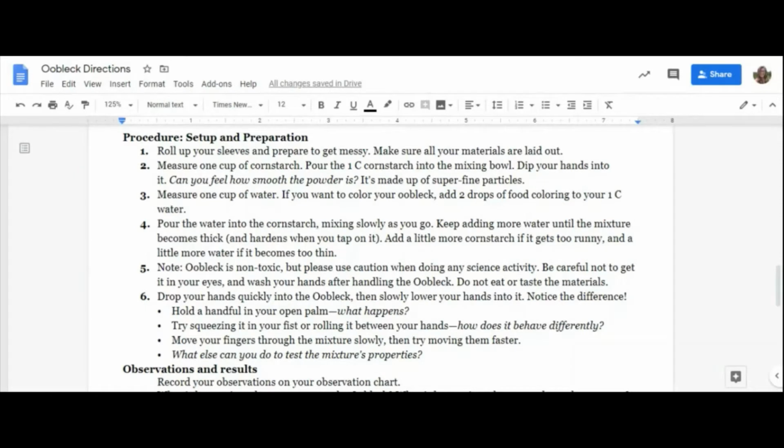I'm gonna go ahead and turn off my sharing thing, and you can read the setup and preparation on your own. Yeah, you can do a half recipe, Emma.